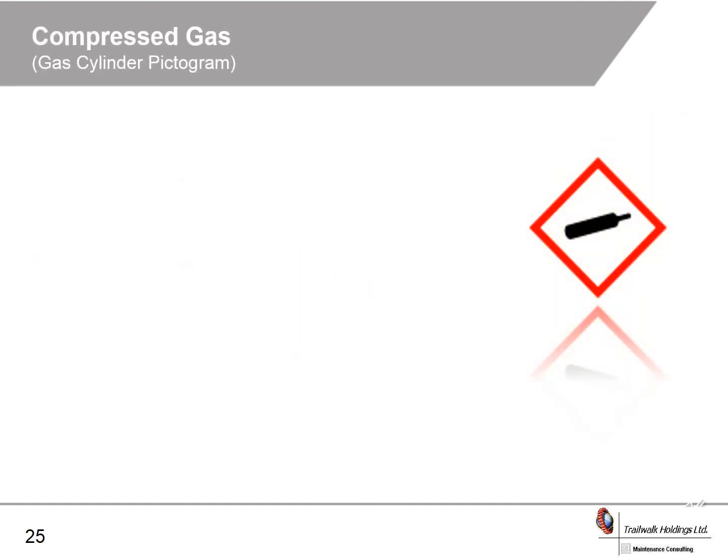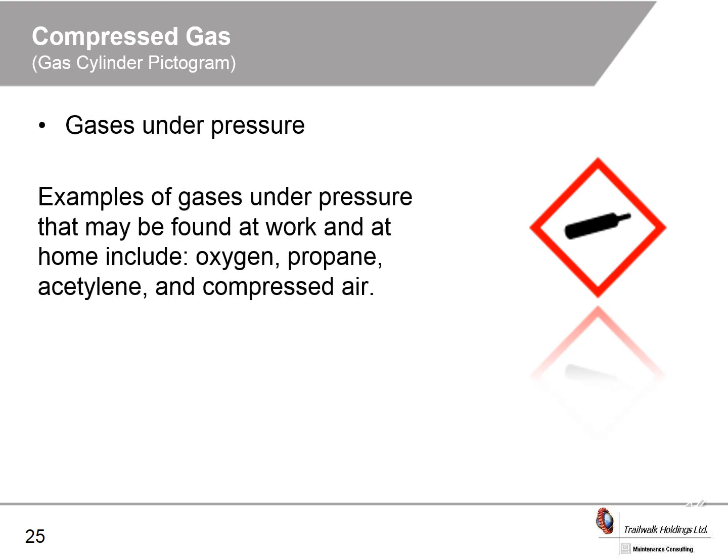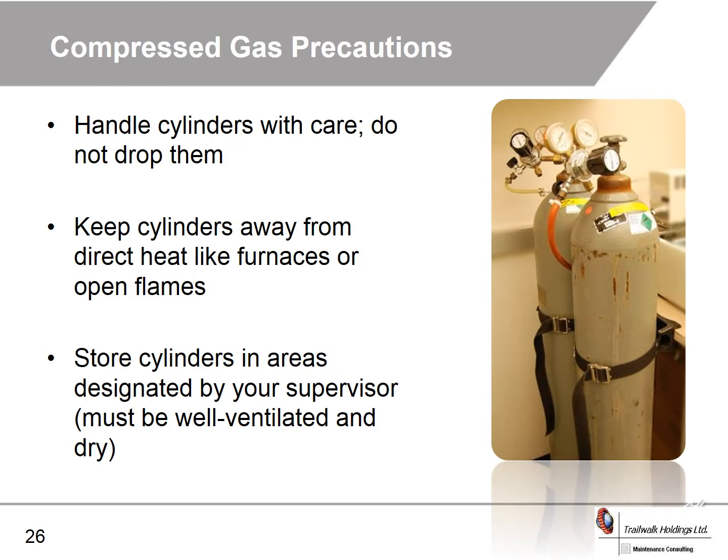The compressed gas pictogram identifies gas under pressure. Examples of gas under pressure that may be found at work and at home include oxygen, propane, acetylene, and compressed air. Compressed gas precautions include: handle cylinders with care, do not drop them. Keep cylinders away from direct heat like furnaces or open flames. Store cylinders in areas designated by your supervisor. Must be well ventilated and dry.